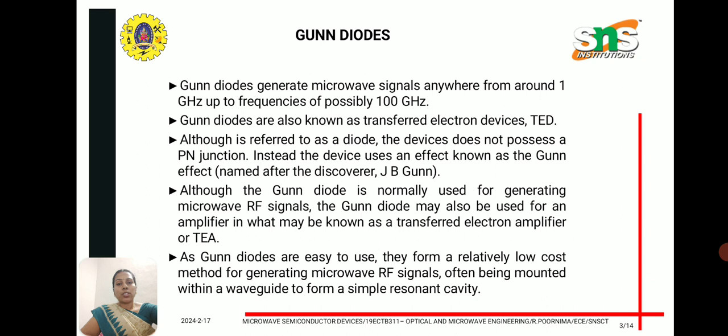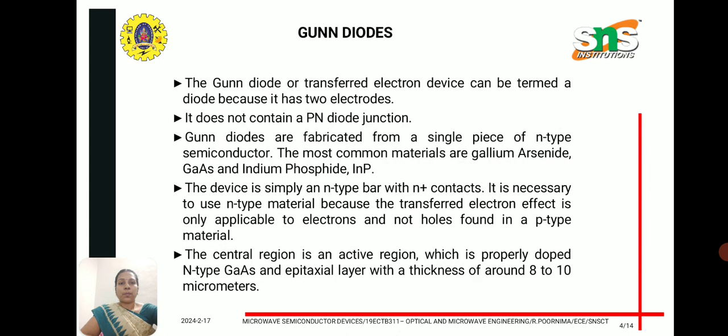Normally in a PN junction diode we have a P-type semiconductor and an N-type semiconductor, so there is a PN junction in between. But in Gunn diodes there is no PN junction. It is named after the discoverer J.B. Gunn. It is normally used for generating RF signals, and it can also be used as an amplifier. So it is known as a transferred electron device.